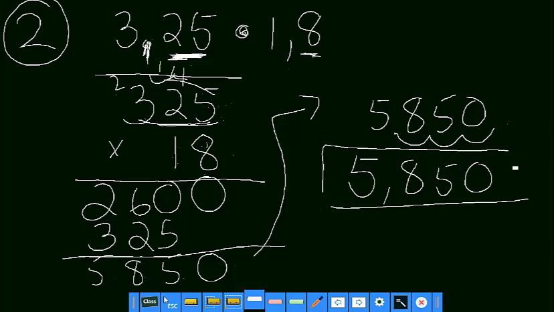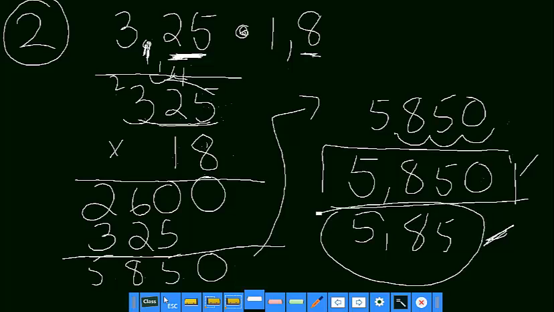Now, if that's your answer, that's going to be accepted, okay? But to be honest, we can still simplify this, and that's going to be equal to 5.85. We just drop the 0 here because it's not important. So if you use that or this, that shall be fine. Okay? Thank you.